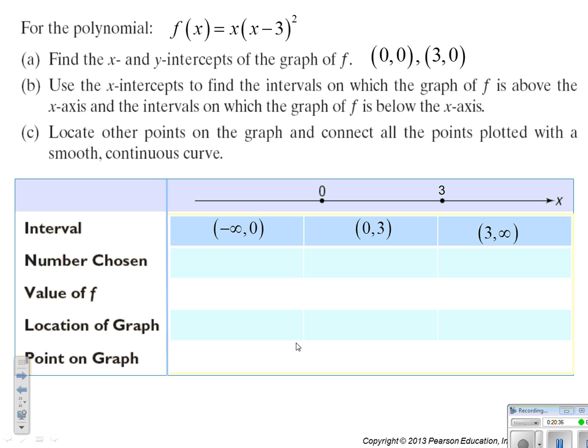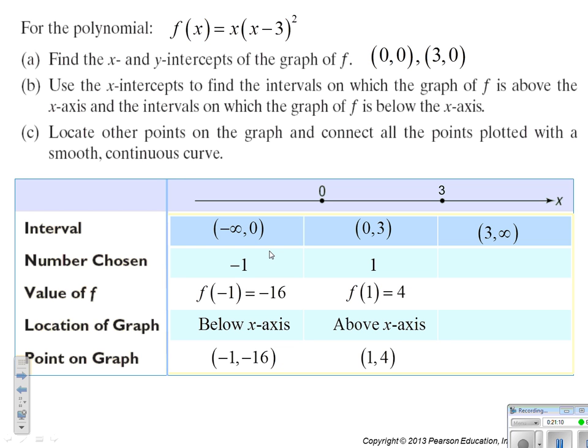All right, so we're going to look at intervals. We're going to look at what happens between negative infinity and 0, which is our first x-intercept. Look at what happens between 0 and 3, which is our second intercept. And then look at what happens between 3 and infinity. So when I plug in negative 1, I get out negative 16. It is below the x-axis. When I plug in 1, I get out 4, above the x-axis. When I plug in 4, I get 4, above the x-axis.